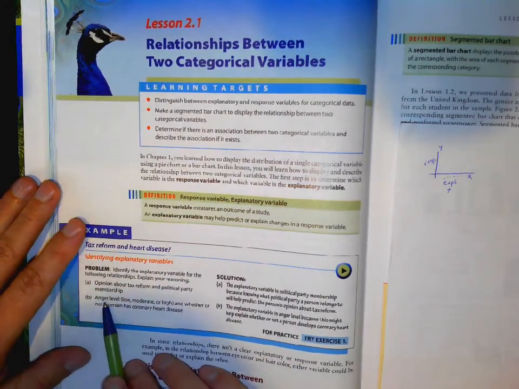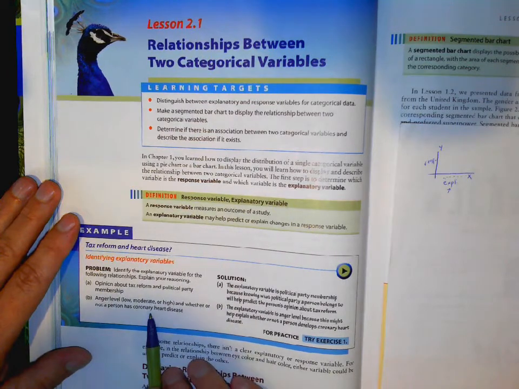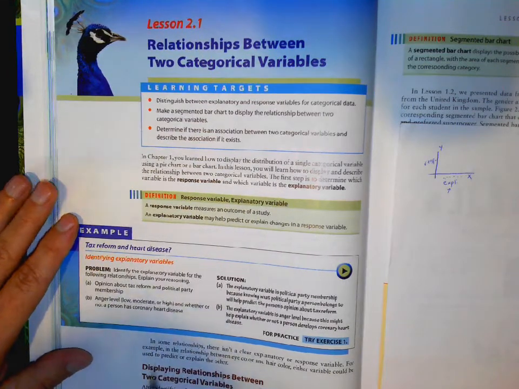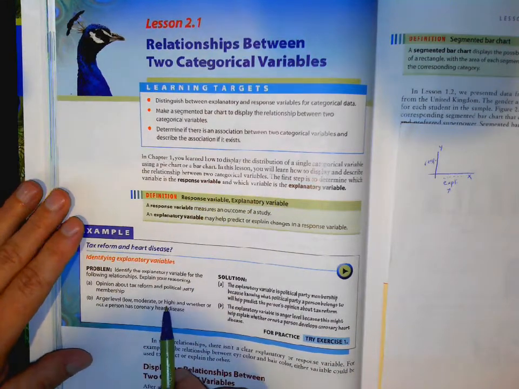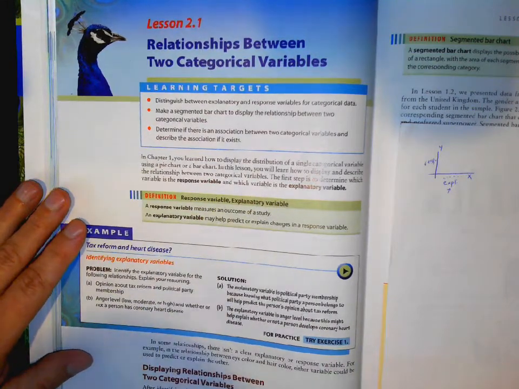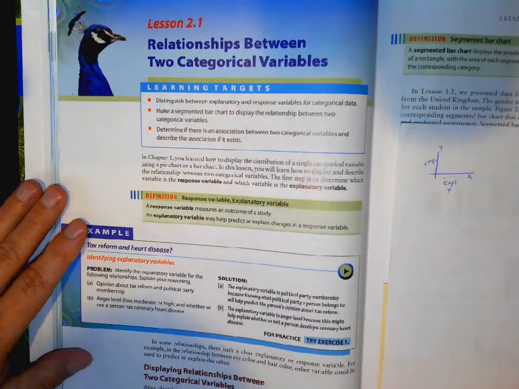Next, the anger level, low, medium, or high, and whether or not a person has heart disease, okay? So our explanatory variable would be whether they are low, moderate, or high in anger. And then the second part, what we're measuring from that, whether or not they have heart disease, would be the response, okay?